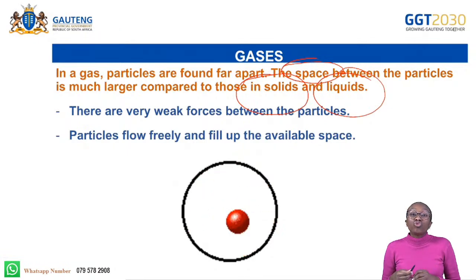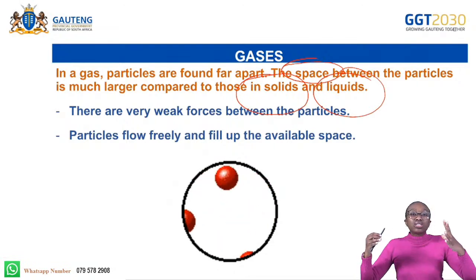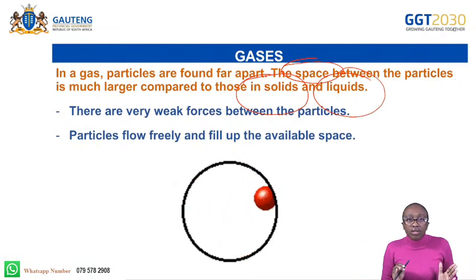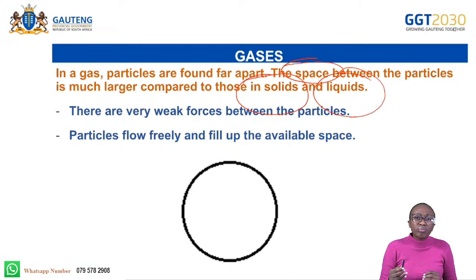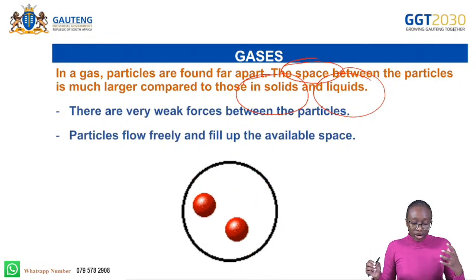So if you release a gas in a room, it's going to fill the entire room from corner to corner. Okay, now there are some particles of a gas. As you can see, they are moving fast and randomly from one point to another. This is because the forces of attraction between them are very weak. Hence, the spaces between each particle become very large.